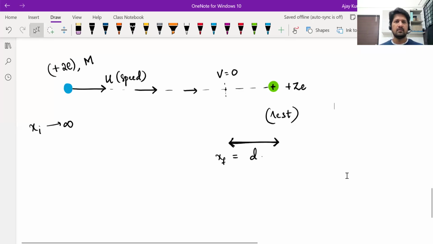Okay. Try this. Derive the shortest distance of approach between the alpha particle and the nucleus. Any idea how to solve this? How to find out the shortest distance of approach?